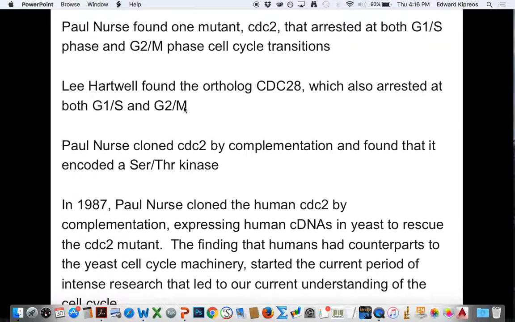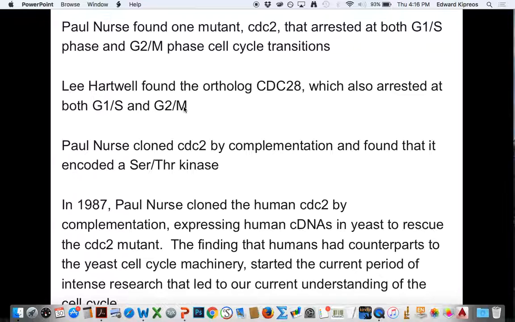Yeah. You can tell where the mutants were before they got arrested. Well, they're all going to arrest somewhere. You're going to have a whole mess of mutants that arrest at G1 to S. A lot are going to arrest in G2 to M. Some are going to arrest in S phase. You're going to have other ones arrested in mitosis, right? So you've got all these different kinds.